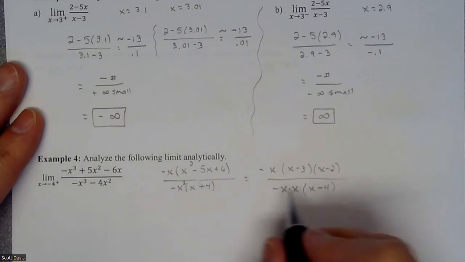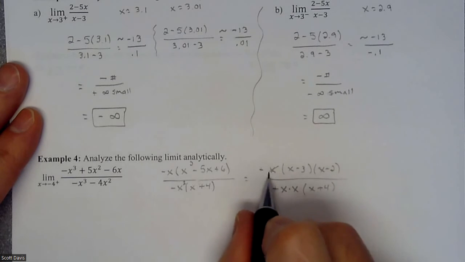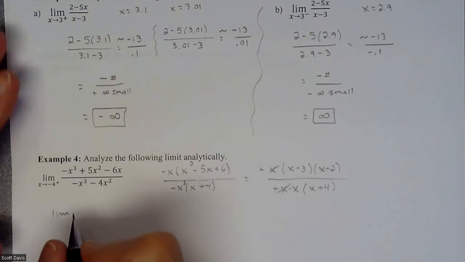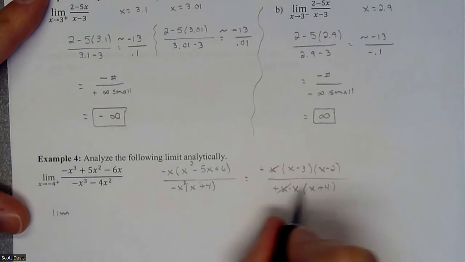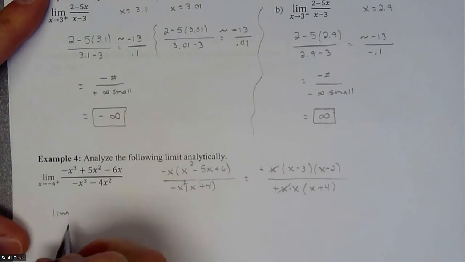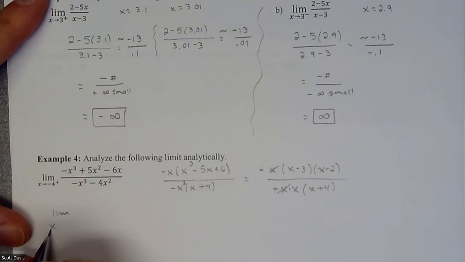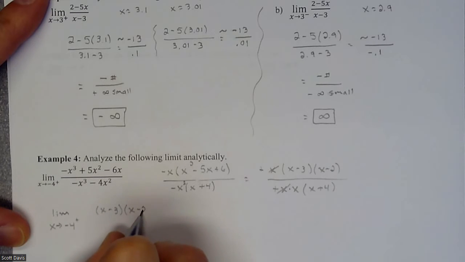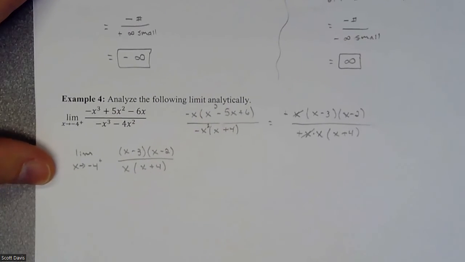So we cancel some of this stuff out. We got the negatives that are going to undo each other. We got an x canceling an x. We're really talking about the limit, and we haven't messed with it because that 4 is still there. We're just doing a simpler version of this. So our x approaches -4 from the right of really x minus 3, x minus 2 over x times x plus 4. All right, that's the one that we're really going to need to focus on.